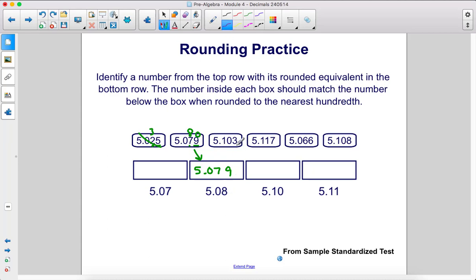All right, here, this is the hundredth. This is the number to the right. This will not round this up. So therefore the answer is 5.10. That's going to go here.